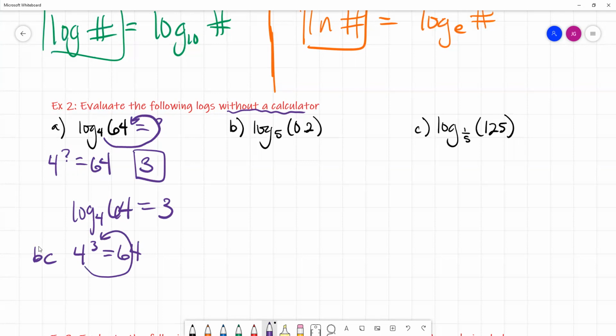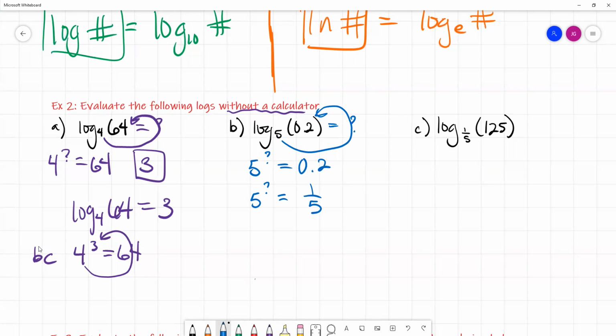All right, so when in doubt, let's write it out as an exponential. Let's try that again with the next one: log base 5 of 0.2. That looks a little tricky. If we rewrite it as an exponential, 5 to what power is 0.2? Well, let's write 0.2 in a way that we recognize. Do we know what that is in fraction form? Yeah, that is 2 over 10, but 2 over 10 simplifies to 1 over 5. So 5 to what power gives me 1 over 5?